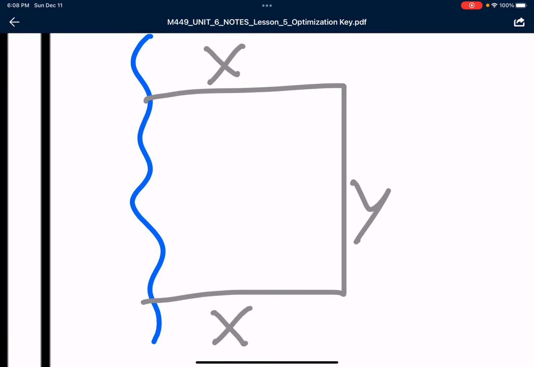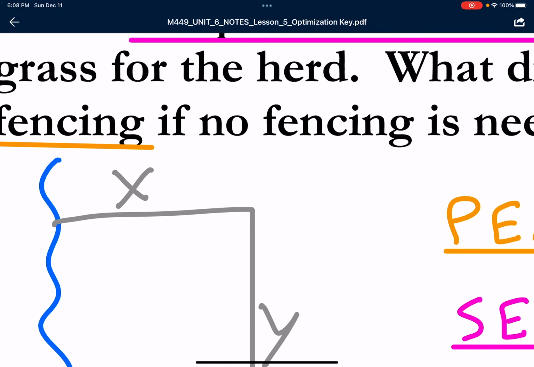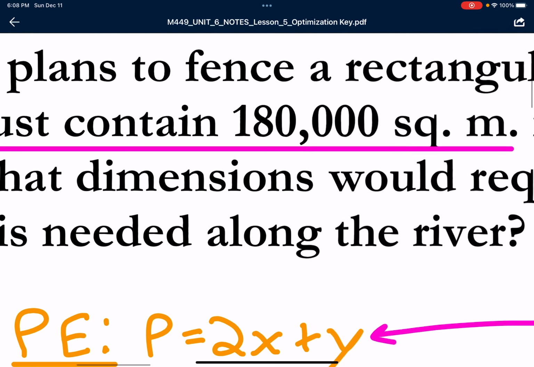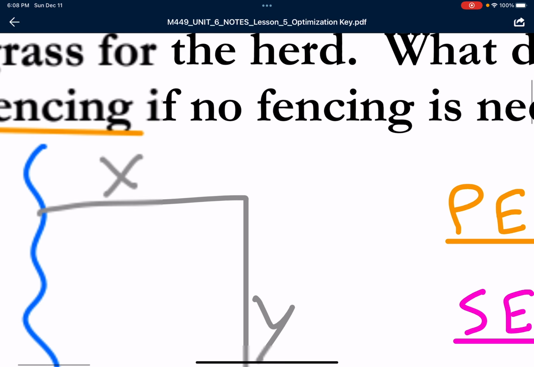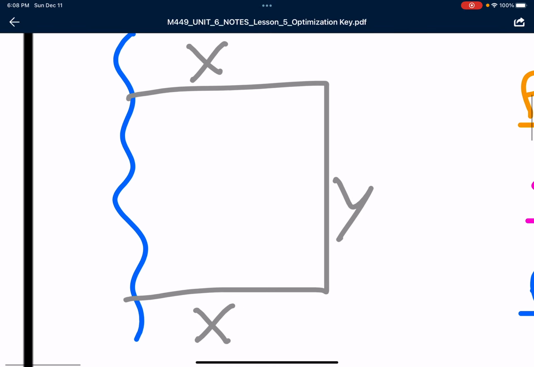The rectangle is adjacent to the river, adjacent meaning next to. And then it also says no fencing is needed along the river. So this rectangle actually only has three sides fenced. So that's what's going on in my picture. And now we also remember with the rectangle, opposite sides are congruent, so that's why I have two X's and just one Y.